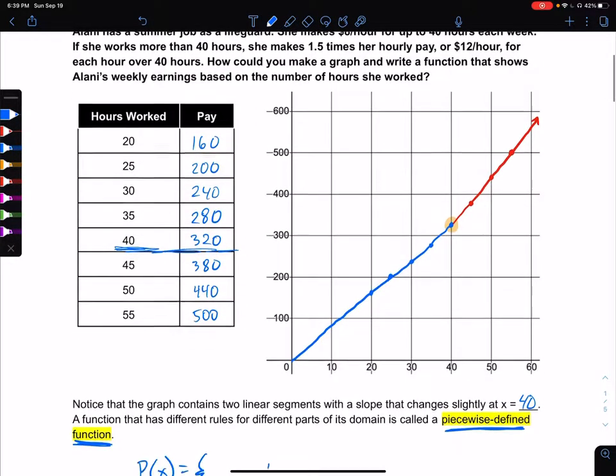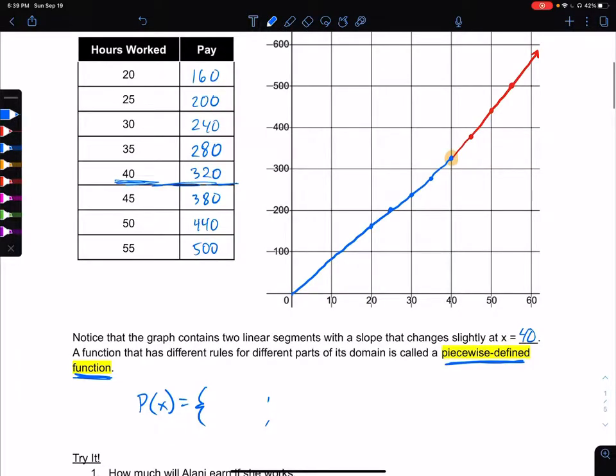Lonnie is being paid $8 an hour. So to figure out her pay, it's simple. It's just 8 times x, x being the number of hours that she worked. And that applies for anything from 0 hours all the way up to 40 hours. We're including 0 and 40 because at 40, she's still getting paid $8 an hour. Her overtime doesn't kick in until she's past 40 hours.